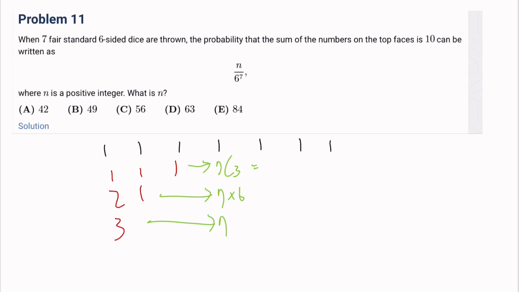And so 7 choose 3 is 7 times 6 times 5 over 6, this is 35. And then these two added together is 7 times 6 plus 7, which is 49. So 35 plus 49, that is 84. The answer is E.